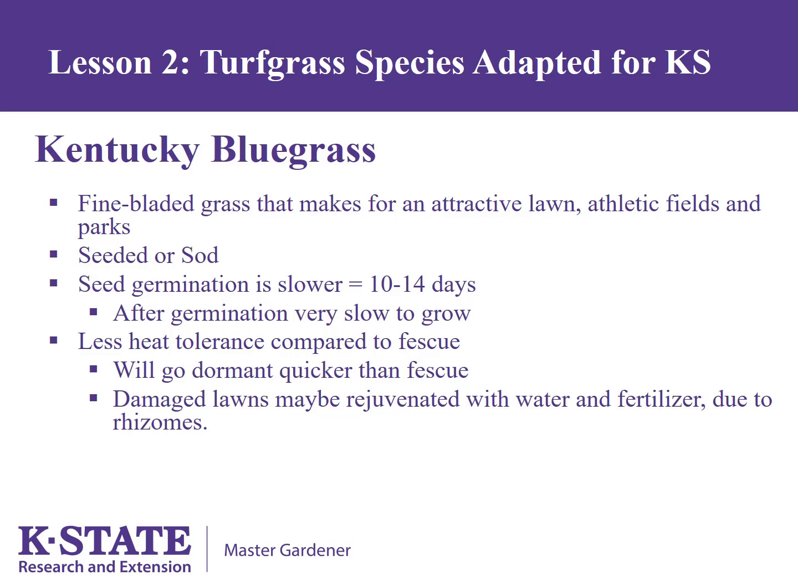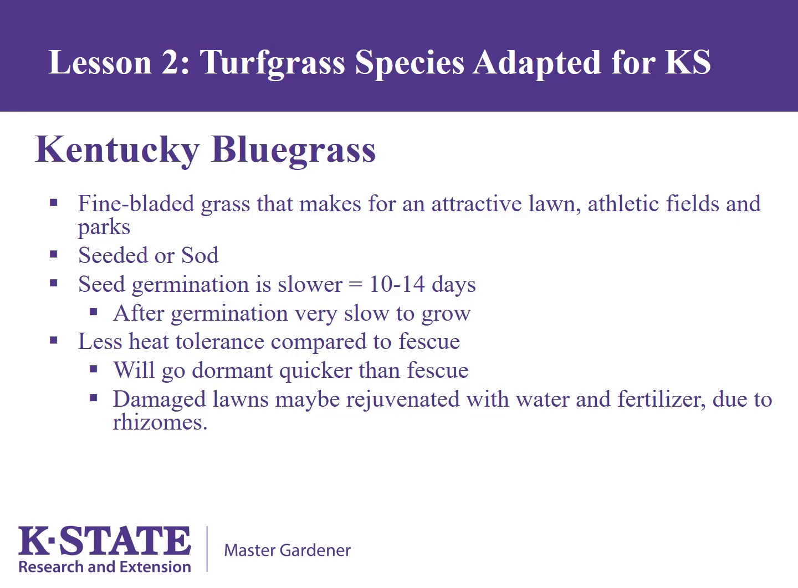Like I said, it is less heat tolerant compared to fescue, and it will go dormant in the summertime quicker than tall fescue will. So it's going to turn brown because it doesn't like the heat and the drought. It's going to turn brown faster. But it may be able to come back because it has those rhizomes under the ground, where tall fescue doesn't have rhizomes.